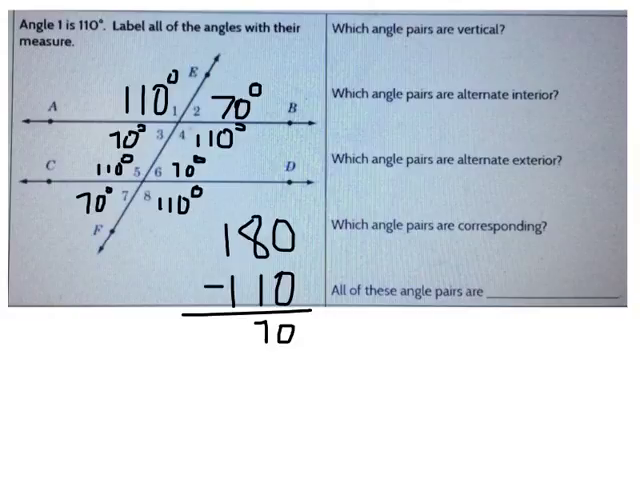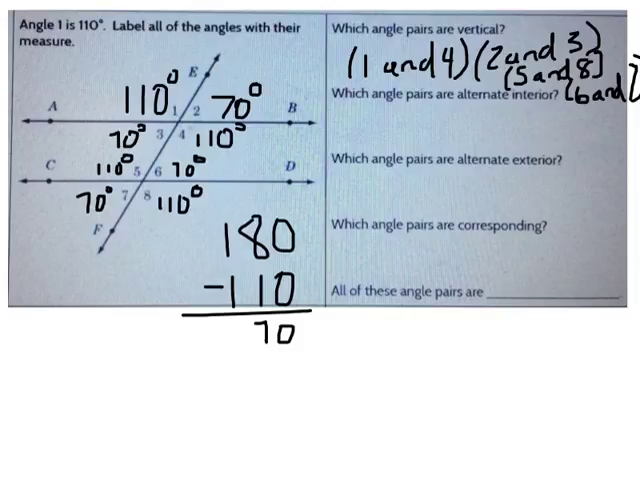I can use my knowledge of vertical angles and translations to help me discover which angles are 110 and which angles are 70. But I can also use knowledge of different angle relationships inside of parallel lines. First, let's think about vertical angles. We've studied these before. Which angle pairs were vertical? Angles 1 and 4 are vertical. They're directly across from one another. Angles 2 and 3 are vertical. Angles 5 and 8 are vertical, and angles 7 and 6 are vertical.